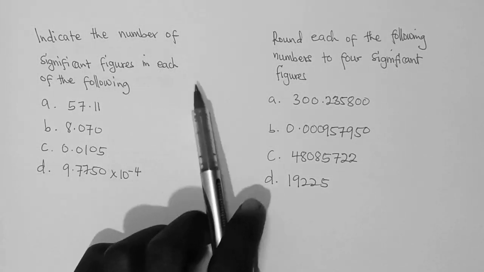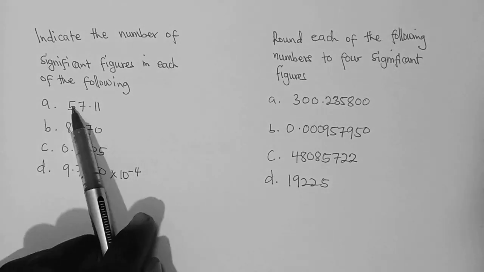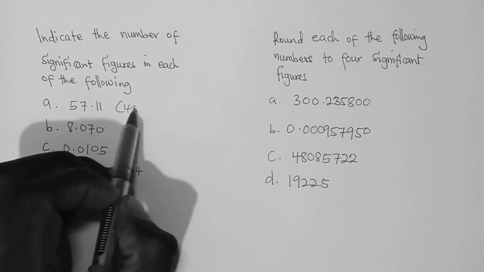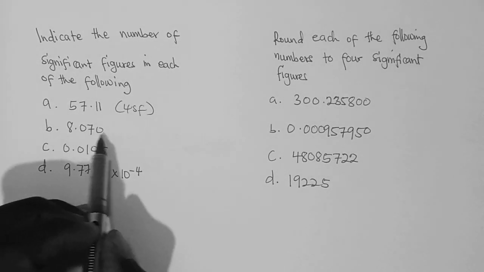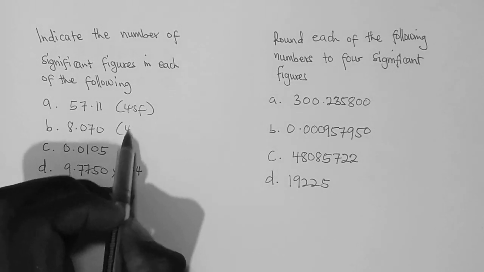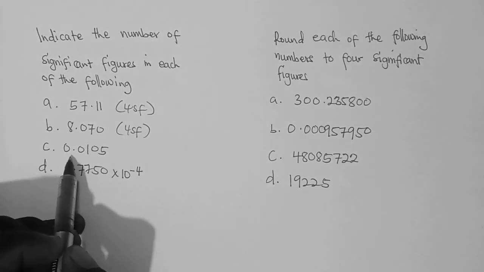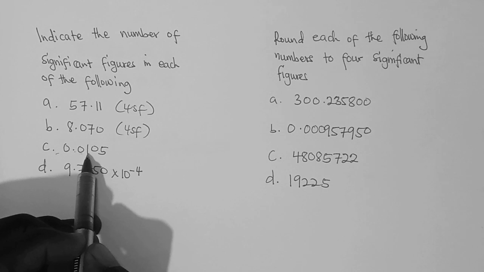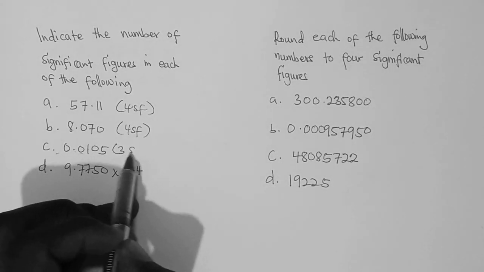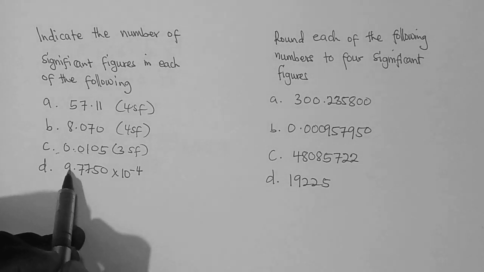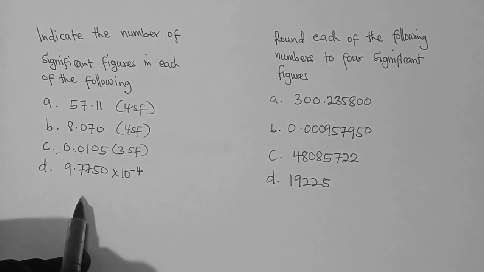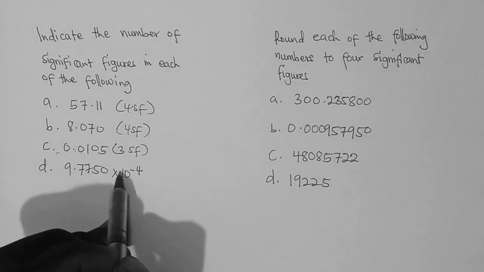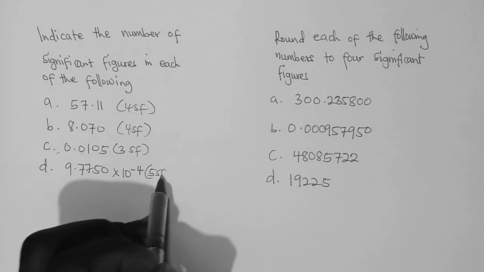Indicate the number of significant figures in each of the following. A, 57.11. So this is 4 significant figures. Here is 8.070: 1, 2, 3, 4. Here too is 4 significant figures. And here is 0.0105. Leading zeros are not significant. So here becomes 1, 2, 3. Therefore, this is 3 significant figures. Then 9.7750. Trailing zeros that have a decimal in it are significant, and therefore these are 5 significant figures.